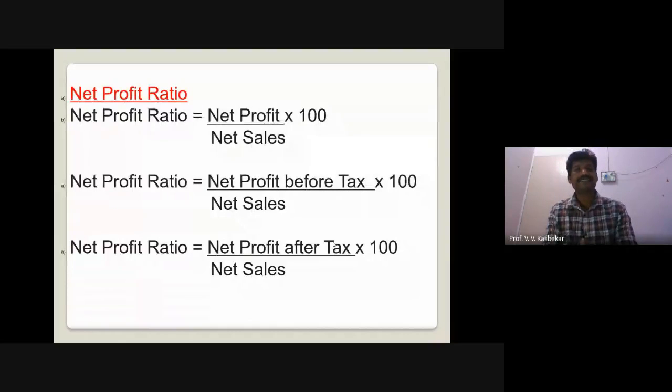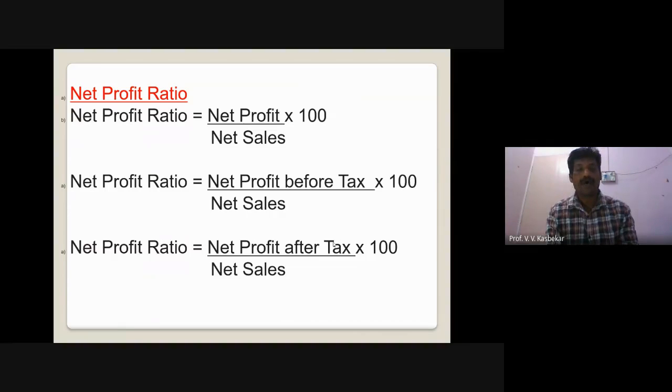Then next is net profit ratio. We can say it is the overall net profit, and the ratio formula will be net profit divided by net sales into 100. But there are two types of net profit. We can say net profit before tax.